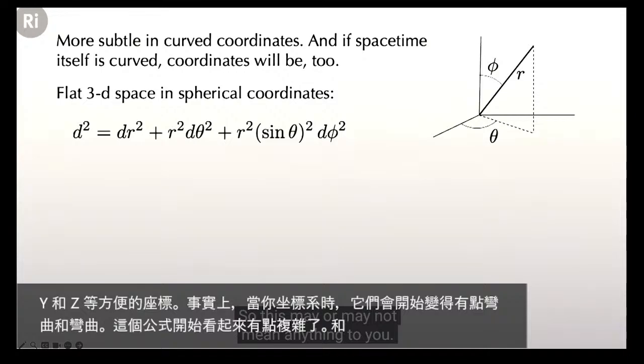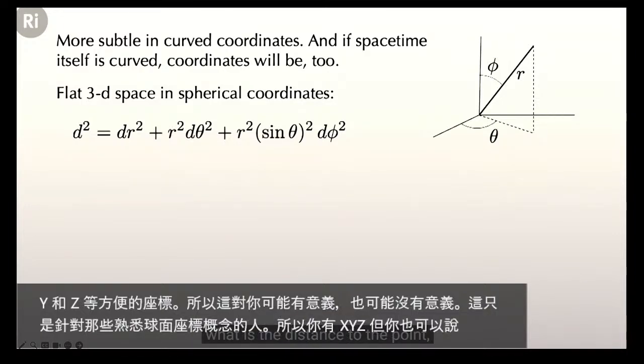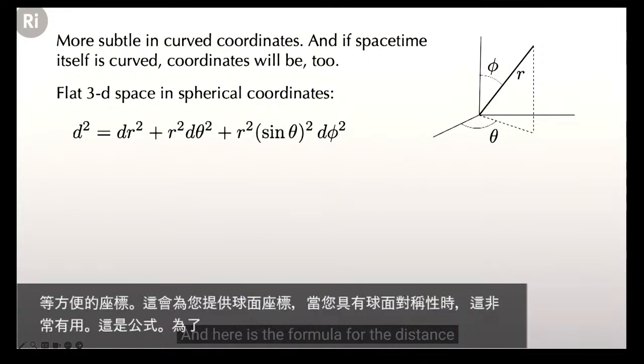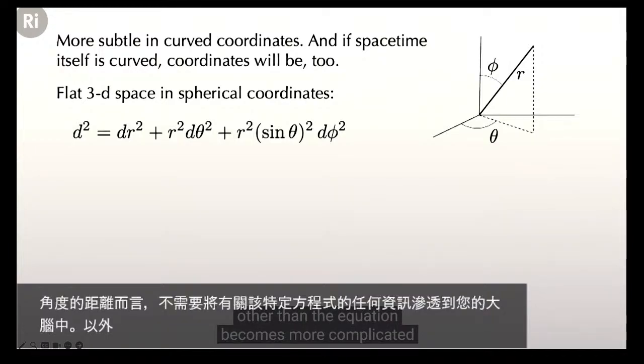So this may or may not mean anything to you. This is just for those of you who are familiar with the idea of spherical coordinates. You have x, y, z, but you could also just say, what is the distance to the point? What is the angle from some line of longitude? Or what is the angle from the North Pole? That gives you spherical coordinates, which are very useful when you have spherical symmetry. And here is the formula for the distance of a little infinitesimal line in terms of r, the distance, and theta and phi, those two angles. No information about that particular equation needs to penetrate into your brain other than that the equation becomes more complicated when the situation becomes more complicated.